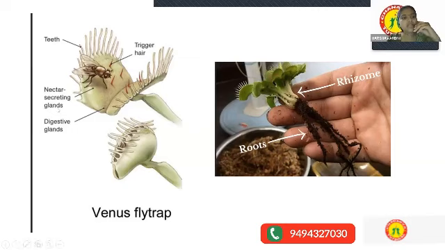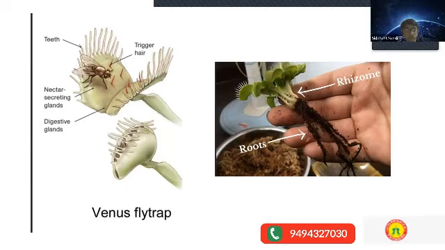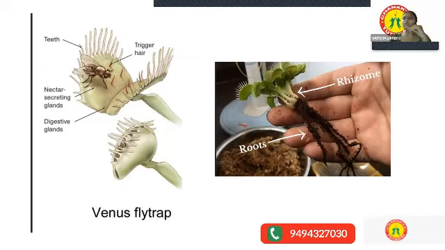We also have nectar secreting glands. One more question: Venus flytrap is a normal plant. It has leaves, and it has flowers also. So they have nectar secreting glands also. Why nectar secreting glands? To attract the insects, right? Yes, to attract the insects. If there is sweetness in the mouth of the Venus flytrap, the insect will be attracted and will come and sit.